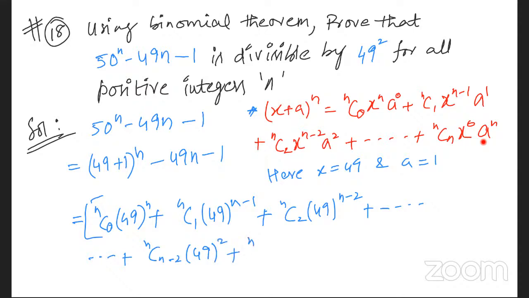plus nC(n minus 1) into 49 whole power 1 plus nCn 49 whole power 0, and at the end what do we have? Minus 49n and minus 1 as it is. Minus 49n minus 1. Now we shall continue to the next step.